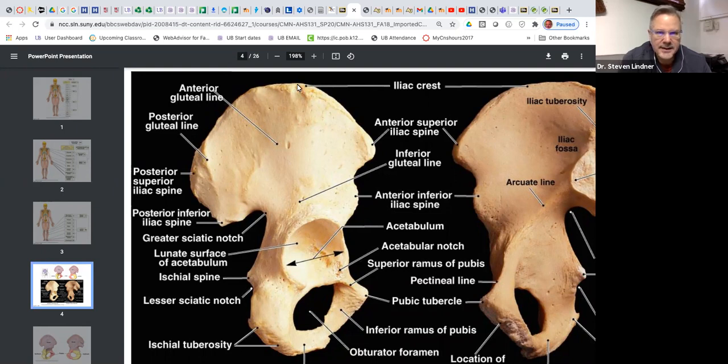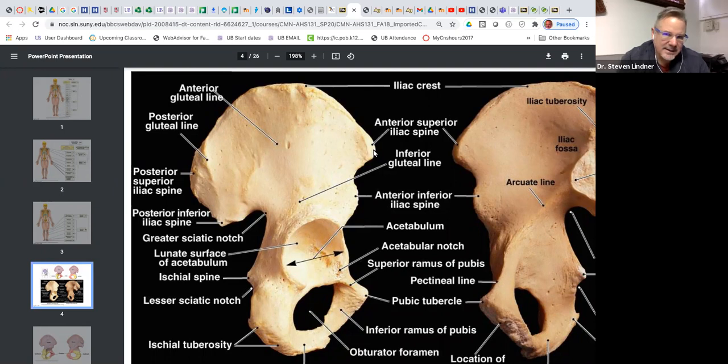Now, when you follow the iliac crest anteriorly, it takes you to a landmark called the ASIS, the anterior superior iliac spine. Now, if there's an anterior superior iliac spine, there's going to be an anterior inferior iliac spine, which is this one. So you have this bump and this bump: anterior superior iliac spine, anterior inferior iliac spine.